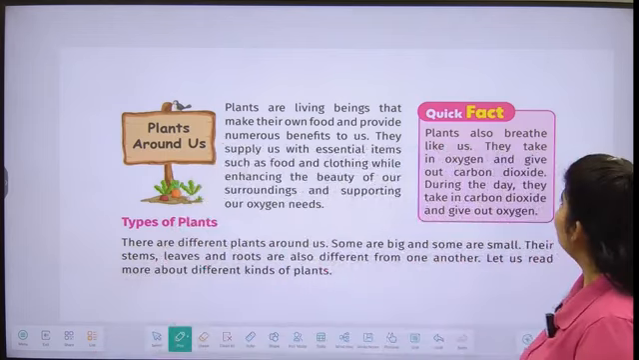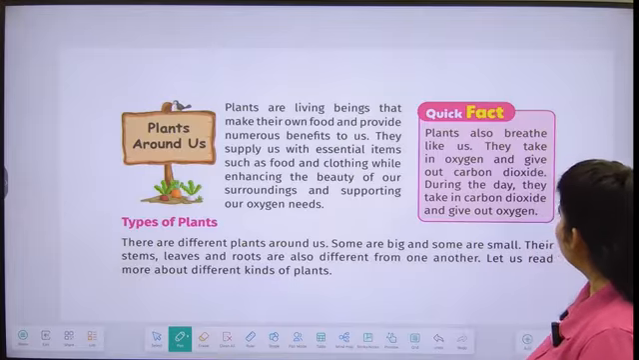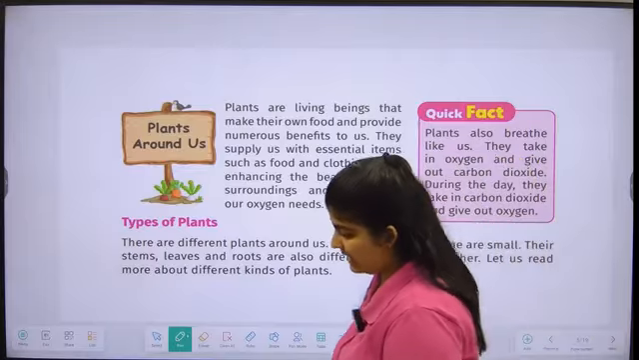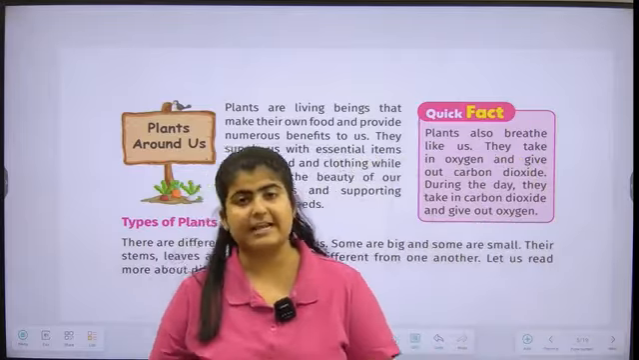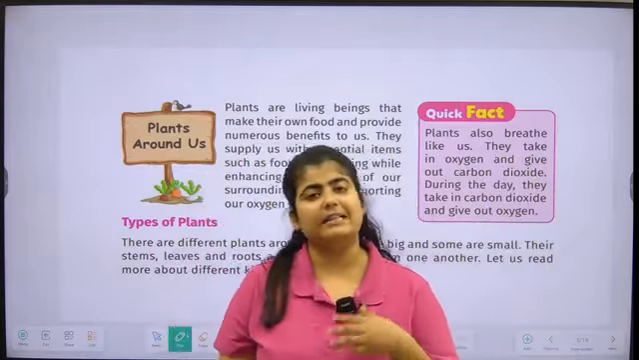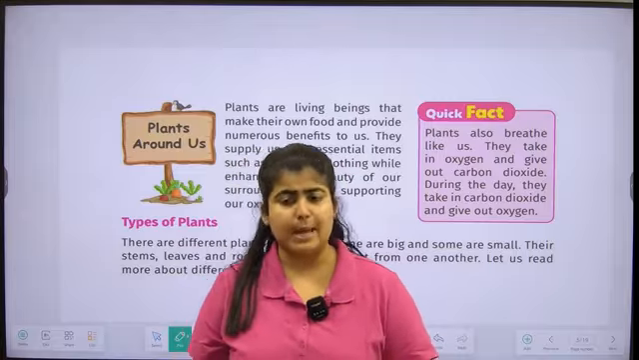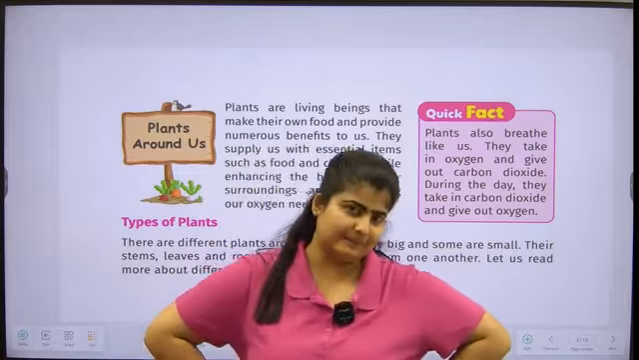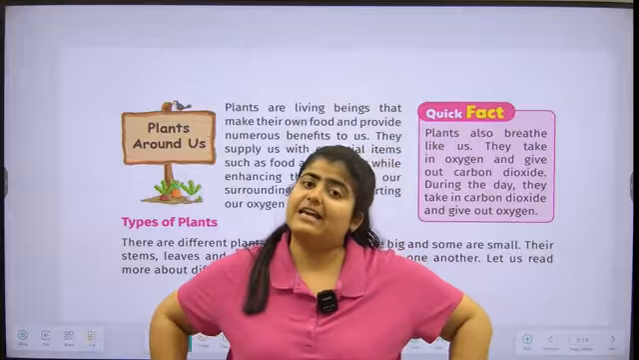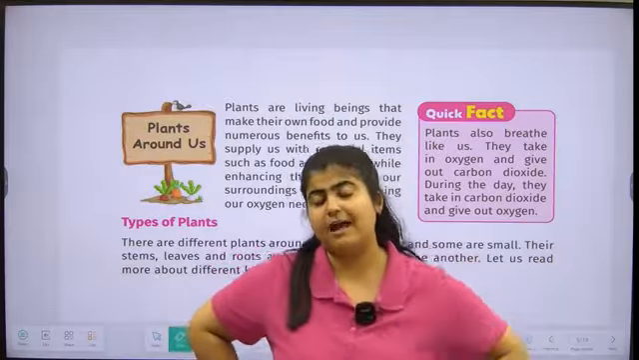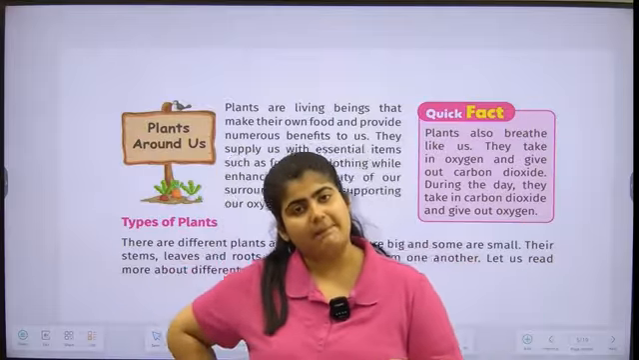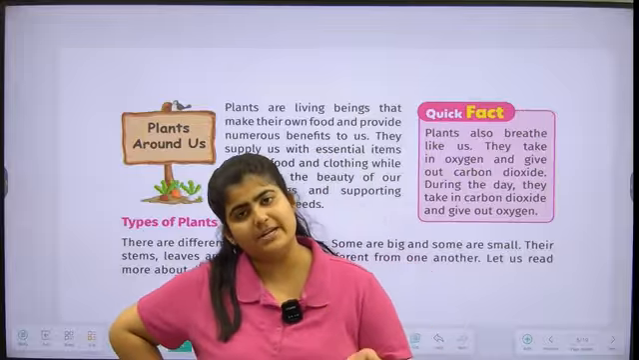Plants also breathe like us. They take in carbon dioxide and they give out oxygen for us. This is during the daytime. Now at night, it is different. You know what happens at night? At night, this happens the opposite way.